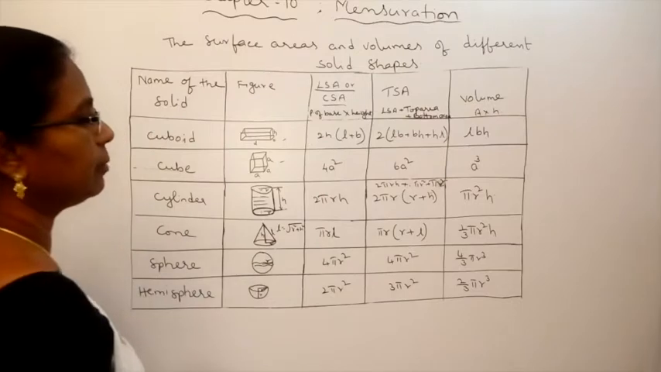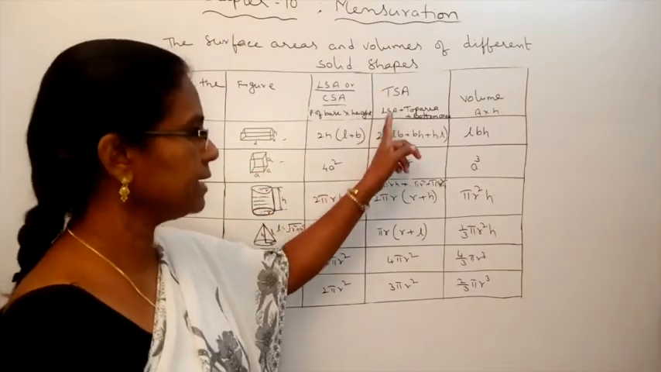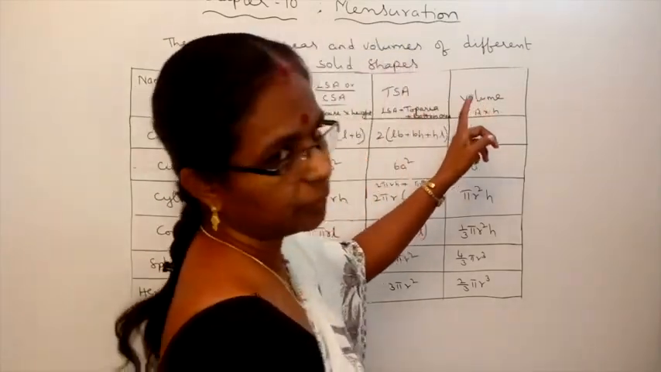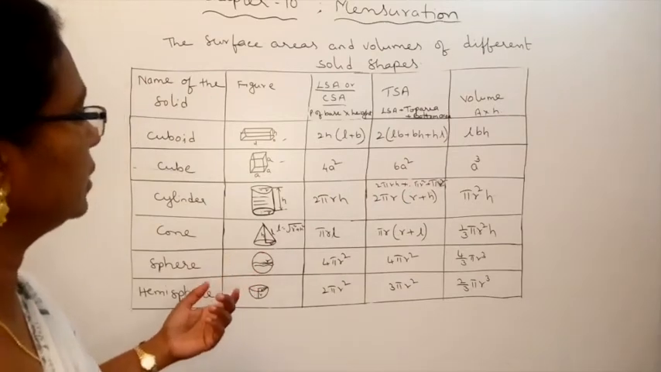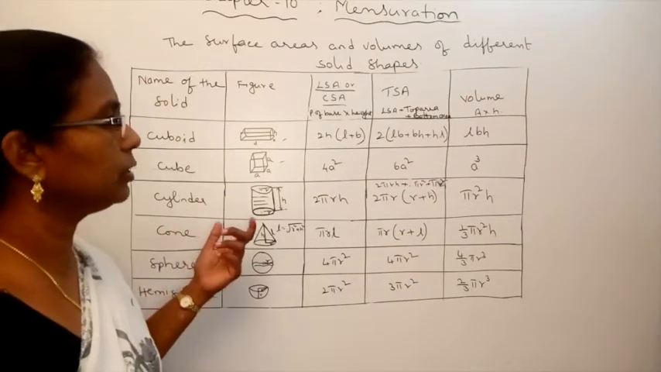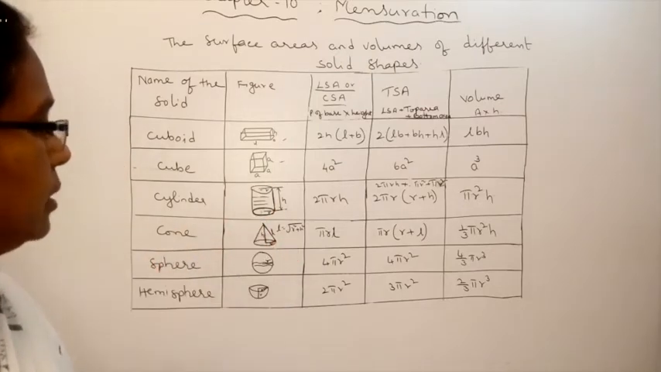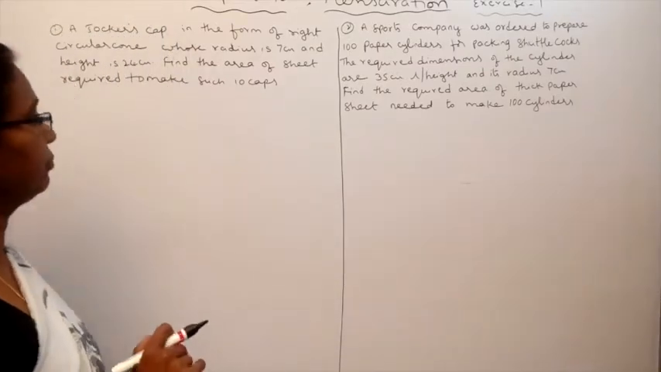Now, what is the general formula for LSA or CSA? Perimeter of base into height. TSA is LSA plus top area plus bottom area. Volume is area of solid into height. Now, these are the general formulas to find the LSA, TSA and volume of different solid shapes. These are the formulas. Now, exercise 1 problems.